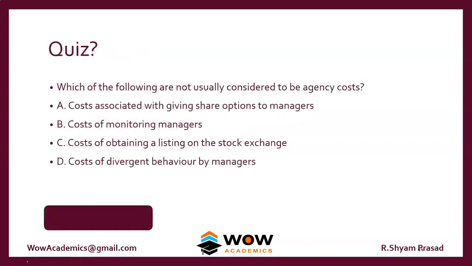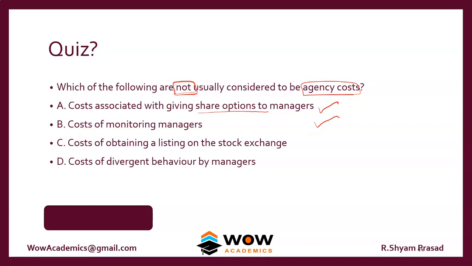We'll have a question here. You can go through this question by yourself. Which of the following are not usually considered to be agency cost? A, costs associated with giving shares. Now only we found out that it's a cost. So this is a cost, but we have to find out which of the following is not an agency cost, right? So this is an agency cost. B, cost of monitoring managers. We have to monitor them. So that is again a cost.